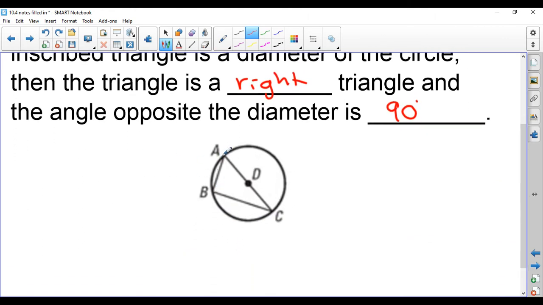So if we look here, there's an inscribed angle, angle ABC, and we see that AC is a diameter. The inscribed angle intercepts the arc from A all the way around to C, which is a semicircle because of this diameter. So the measure of the inscribed angle has to be 1/2 the measure of the intercepted arc. Every semicircle is 180 degrees. So the measure of angle ABC must be 90 degrees. This has to be a right angle, and triangle ABC must be a right triangle.